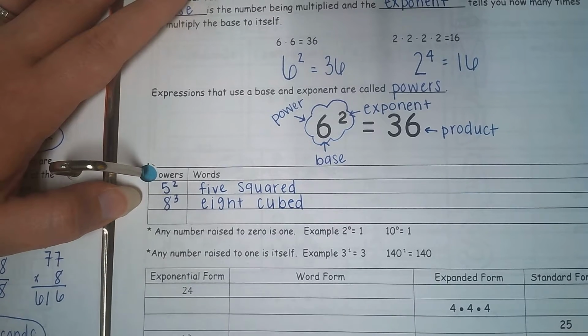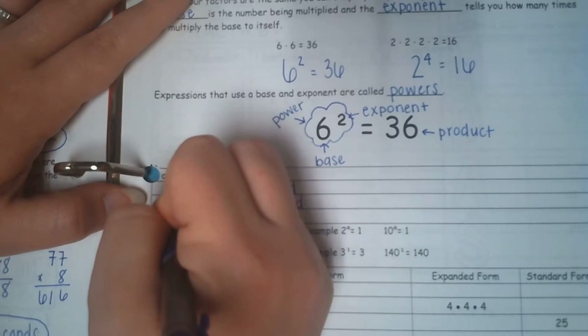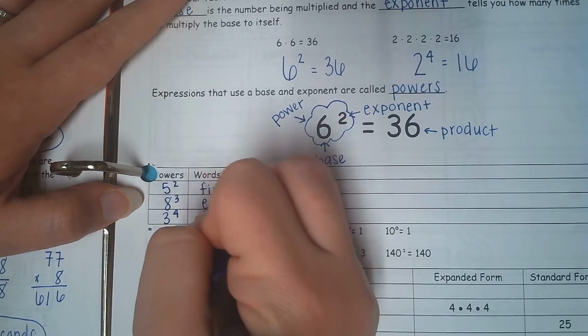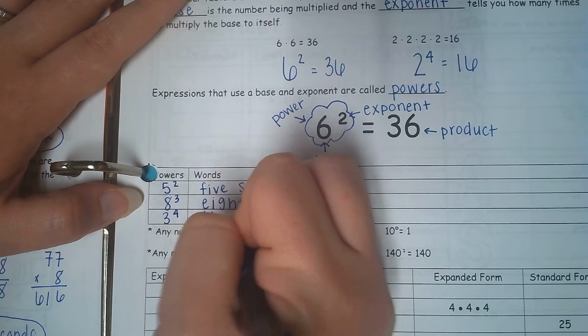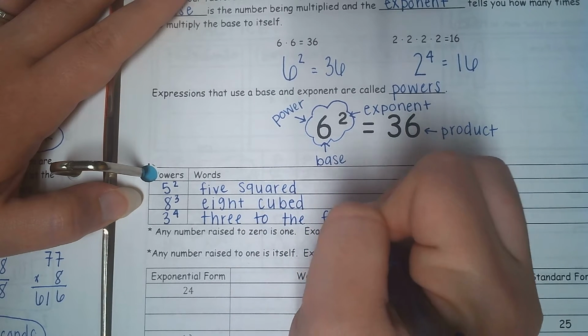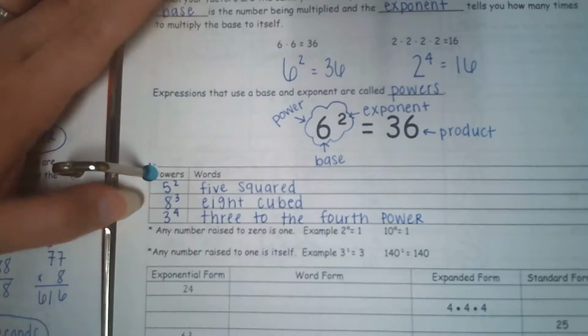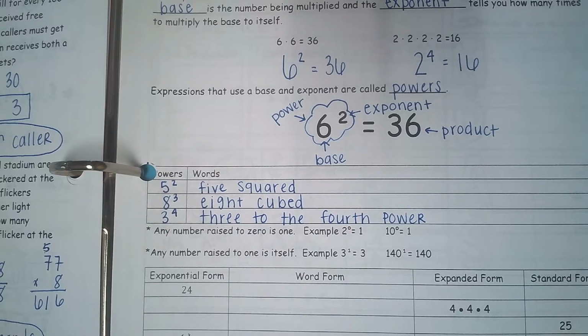Then beyond 3, it's called to that power. So for example, if you had 3 with a 4, it would be 3 to the 4th power. Or if that 4 was a 5, it would be 3 to the 5th power. If that 4 was a 10, it would be 3 to the 10th power.